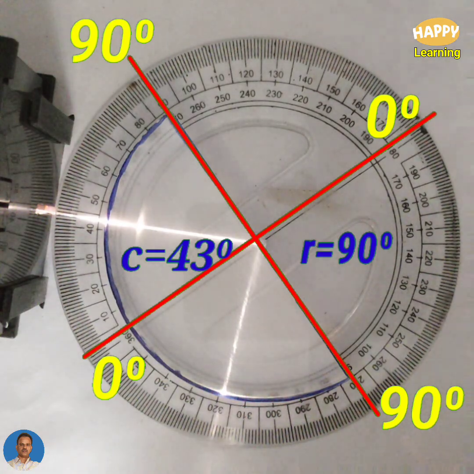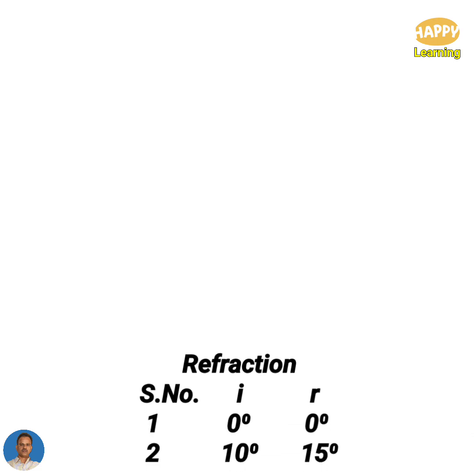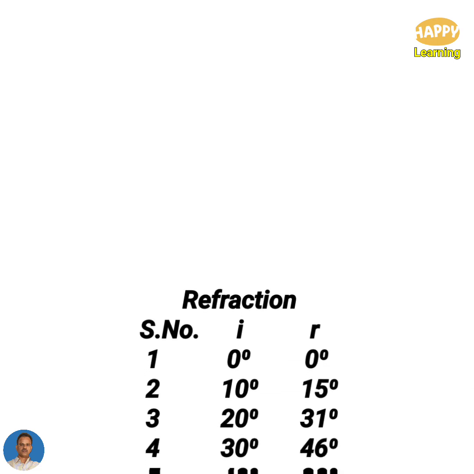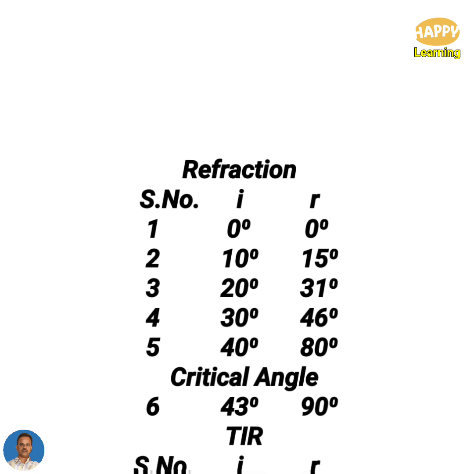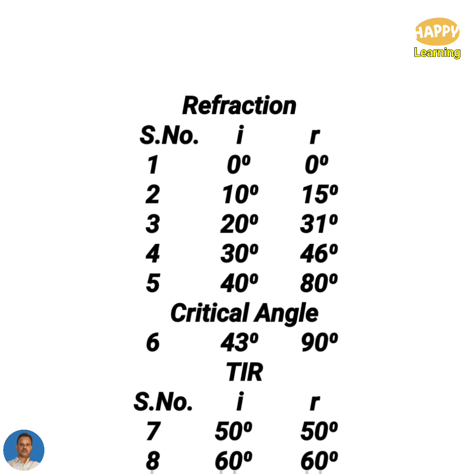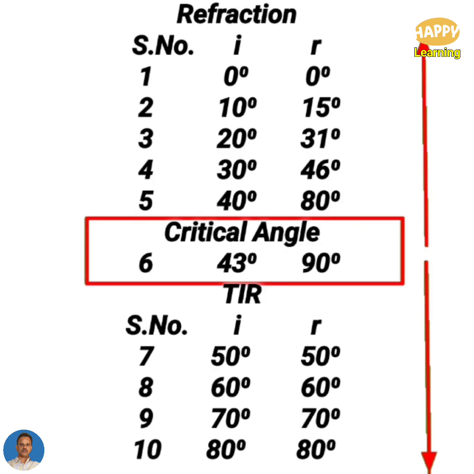Now look at the table. For angles of incidence 0, 10, 20, 30 and 40, the refraction takes place and the angles of refraction are tabulated. For a special angle, 43 degrees, the angle of refraction is 90 degrees, which is called the critical angle. Later, for angles of incidence greater than the critical angle, that is 50, 60, 70 and 80, total internal reflection takes place and the law of reflection follows. Angle of incidence is equal to angle of reflection.